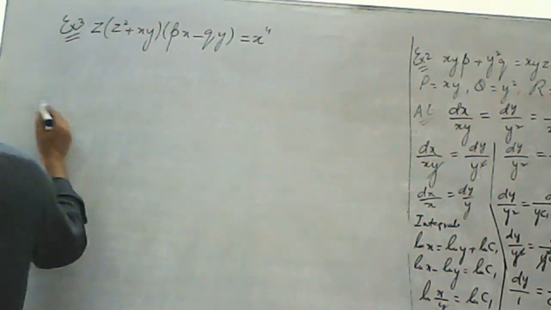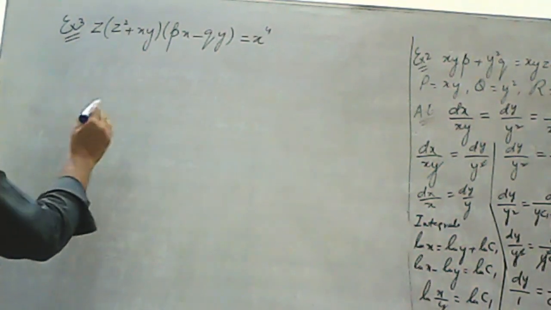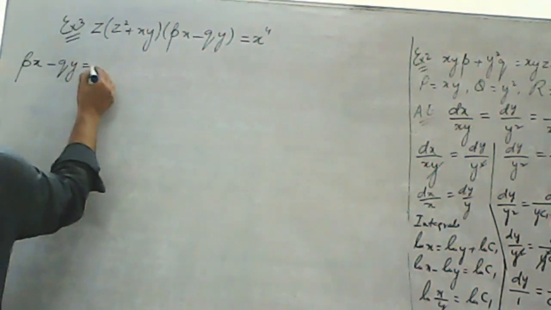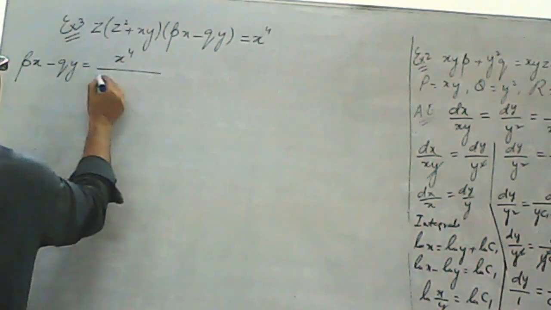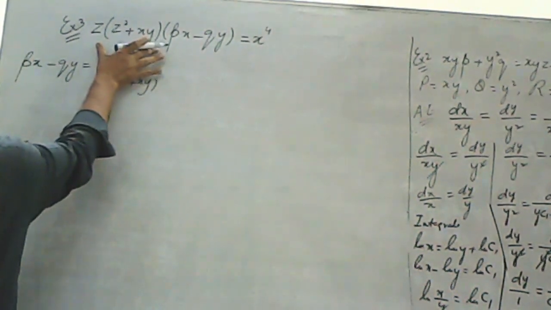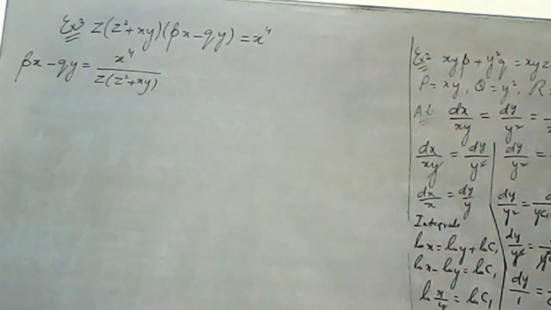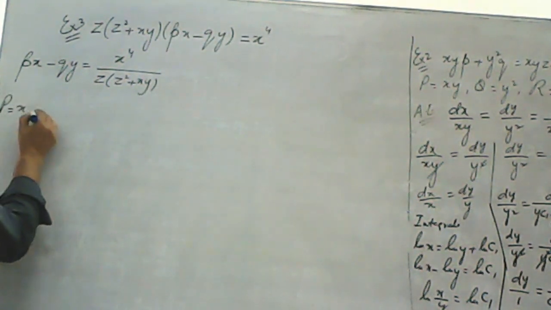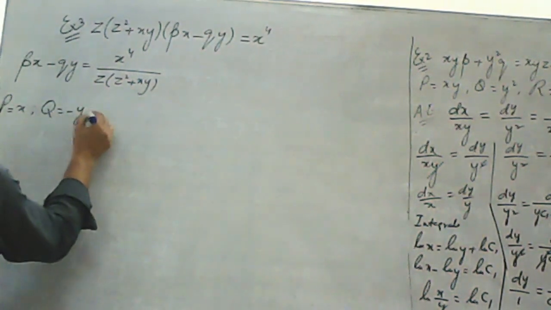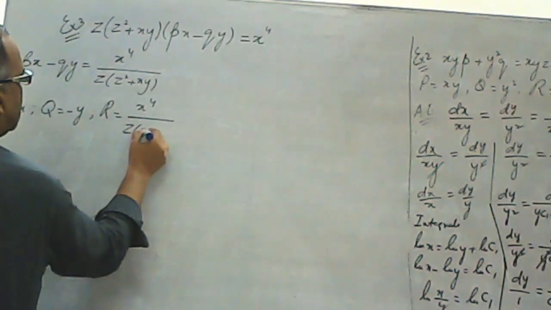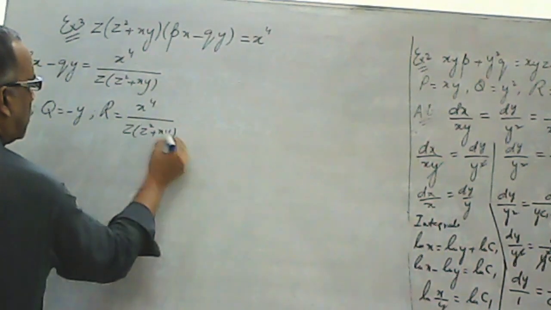Look at possibility number 1. I write this in this way: px minus qy is equal to x power 4 upon z square plus xy. I remove this whole term to the right hand side. And look, now this equation is in its standard form. Here capital P is x, capital Q is minus y and capital R is x power 4 upon z square plus xy.